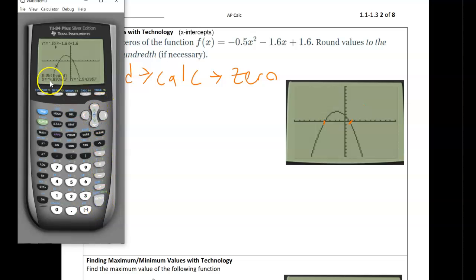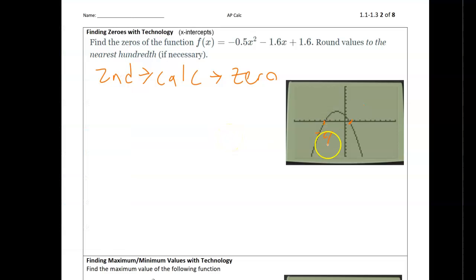I hit enter, and now it says right bound. So I'm going to choose a value to the right. And notice I have two little arrows that highlight the zeros, and then it says guess. So I'm not done yet. I'm going to hit enter one more time, and then it spits out that 0. So my first 0 is at -4, and my left bound and right bound, I did this.